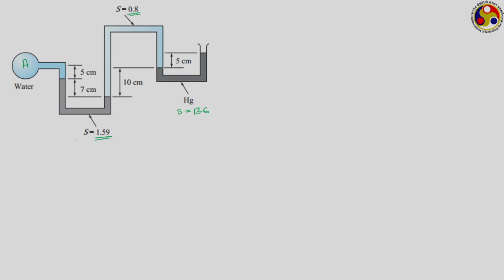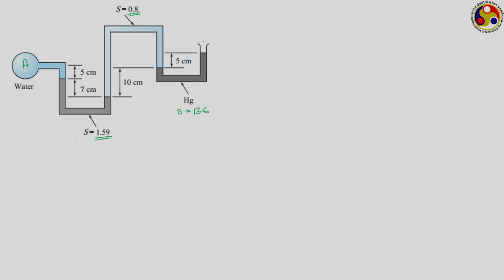So, how many fluids are involved in this problem? 4. One is water on one side, and then the oil in between portion, and then 2 different manometric fluids. And we may also be having air in this particular portion, which is open to atmosphere, but density of air can be neglected compared to others. So, this one we are neglecting. Now, how to proceed with this particular problem?